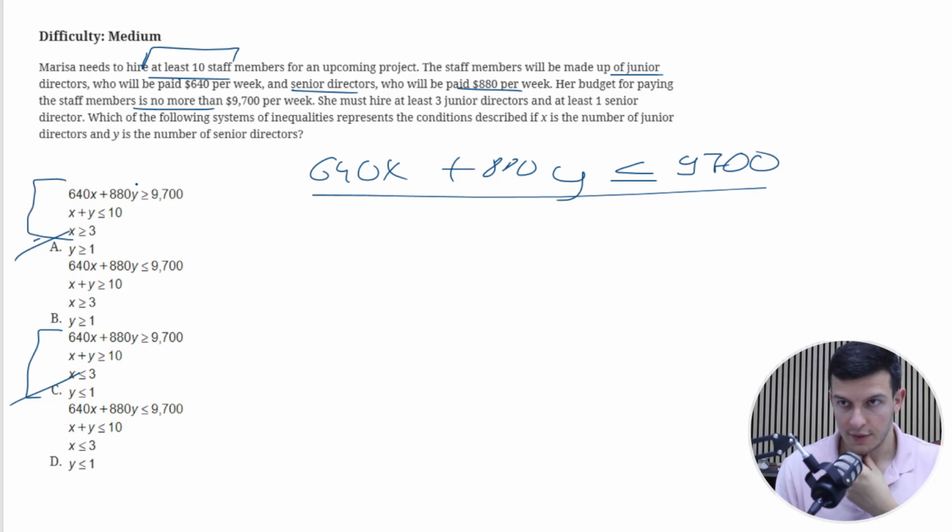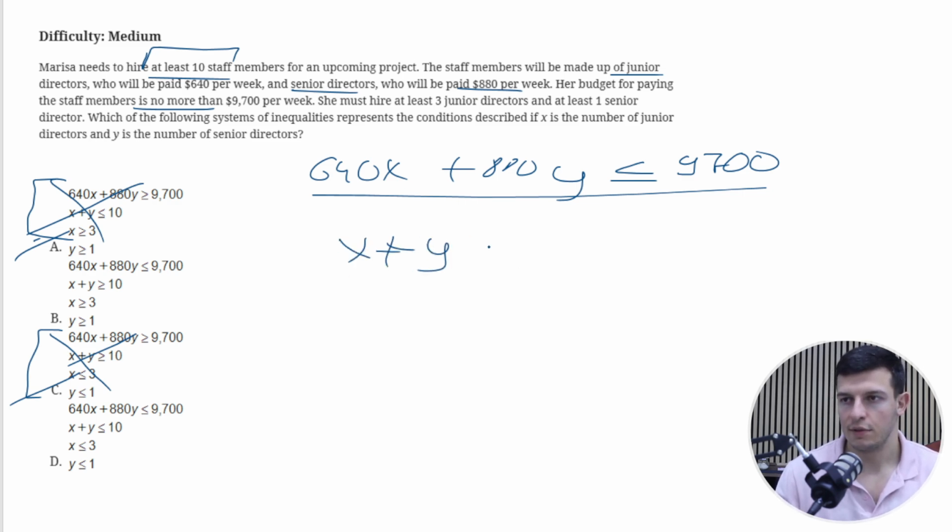So this is part of A, that's gone, we don't need it. C, we don't need, right? So we're left with B or D. B or D, what's the difference? X plus Y, we need at least 10 people. So X plus Y should be greater or equal 10. So that leaves us with B, actually, right? This is question 6B, yes?